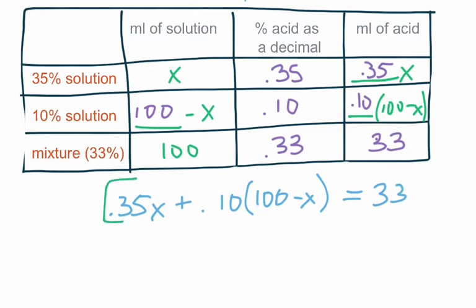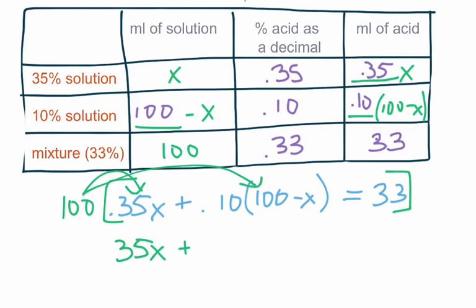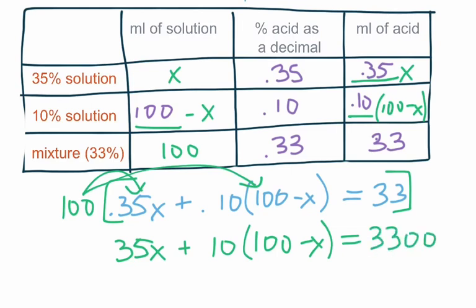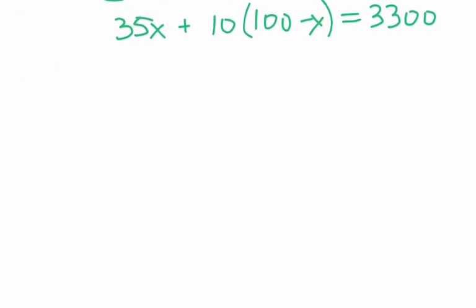So I'm going to put my brackets around the entire thing, multiply by 100. When I multiply on the left, the 0.35x is going to give me 35x. Bring down my plus sign. Next, when I distribute to my second term, I'm going to get 10 times the quantity 100 minus x. And that's going to equal 33 times 100, which is 3,300. So there's my equation after I get rid of all my decimals. Let's go ahead and solve that.